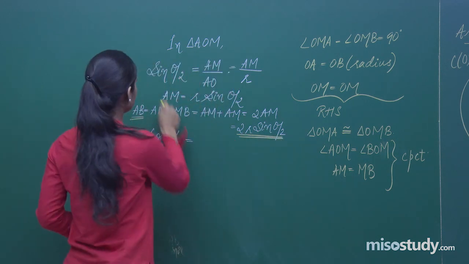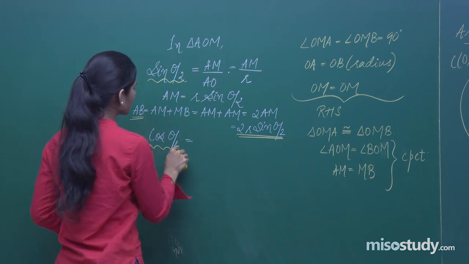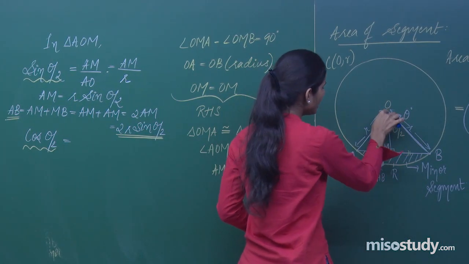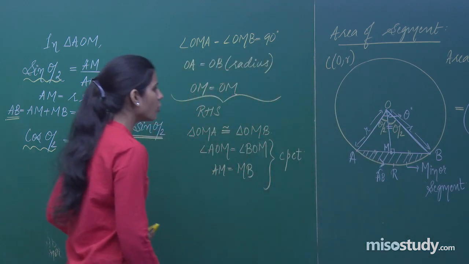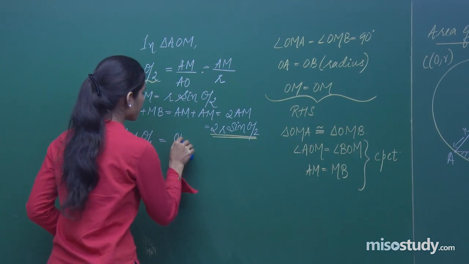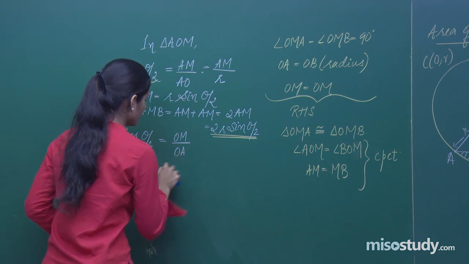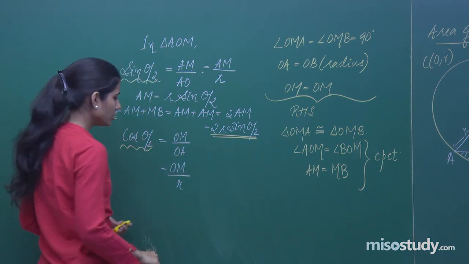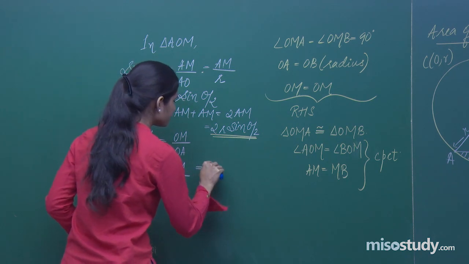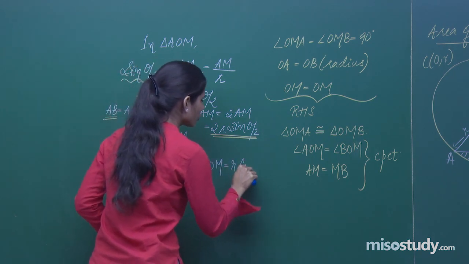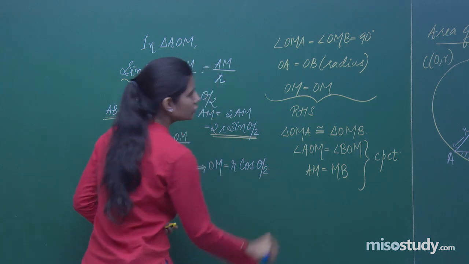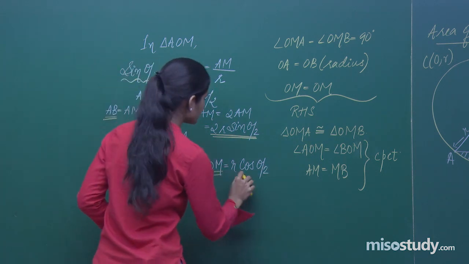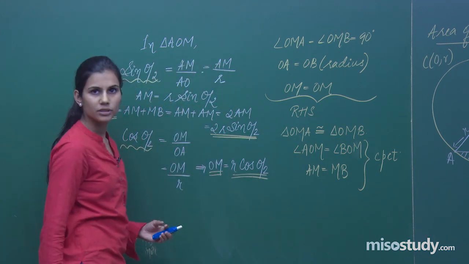Let's talk about cos theta by 2. After sin theta by 2, let's talk about cos theta by 2. It is base upon hypotenuse, so it is OM upon OA. Again, OM upon the radius is cos theta by 2. So OM is R cos theta by 2. That means I have got the value of OM as R cos theta by 2.